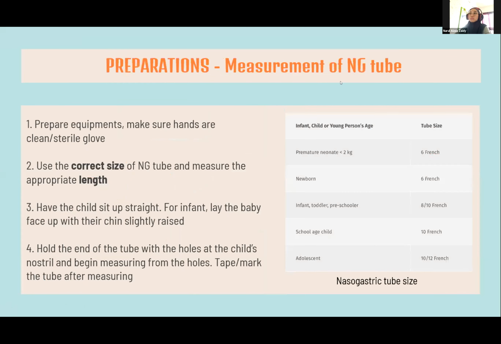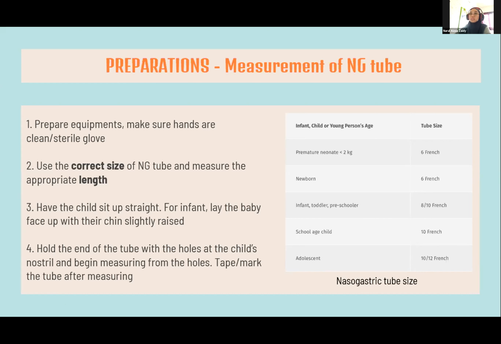Next is measurement of the NG tube. First we prepare the equipment just now. Make sure your hands are clean or wear gloves. Then we must use the correct size of NG tube and measure the appropriate length. Just like the endotracheal tube just now, for the NG tube we also need to use the appropriate tube size. On the right, I've included the tube size according to age. Then we measure the appropriate length. First, have the child sit up straight. For infants, lay the baby face up with their chin slightly raised, and hold the end of the tube at the nostrils of the child, and then we will start measuring from there.